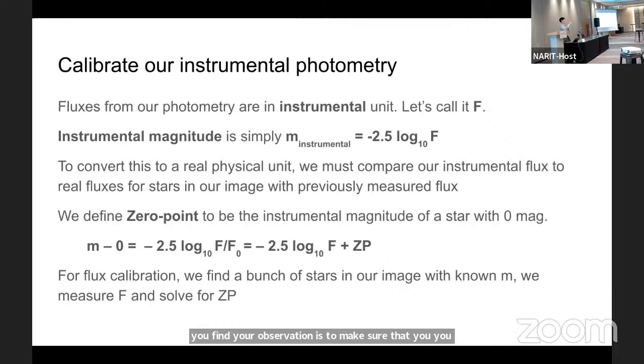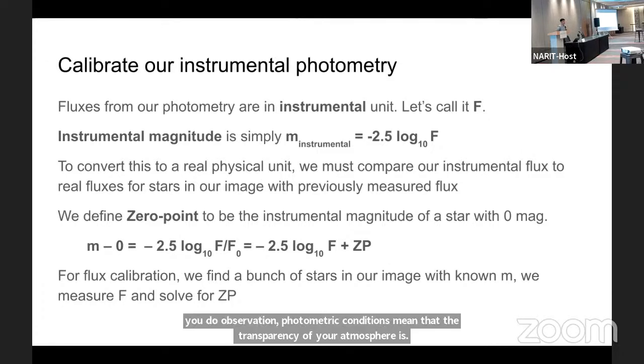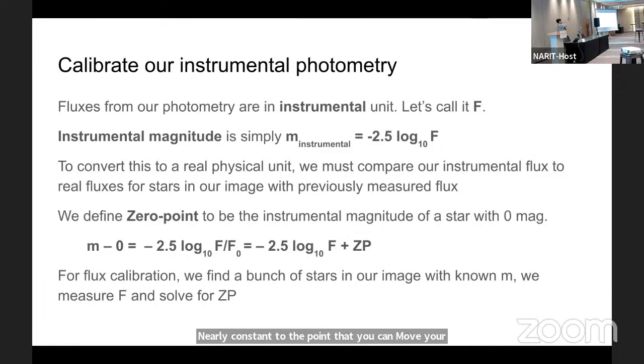This practice of pointing the telescope to a different photometric star to do this photometric calibration is also the origin of the term photometric conditions that you may have heard when doing observation. Photometric conditions mean that the transparency of your atmosphere is nearly constant, to the point that you can move your telescope, look at a different star and move back, and then use the observation of that star to calibrate your science.